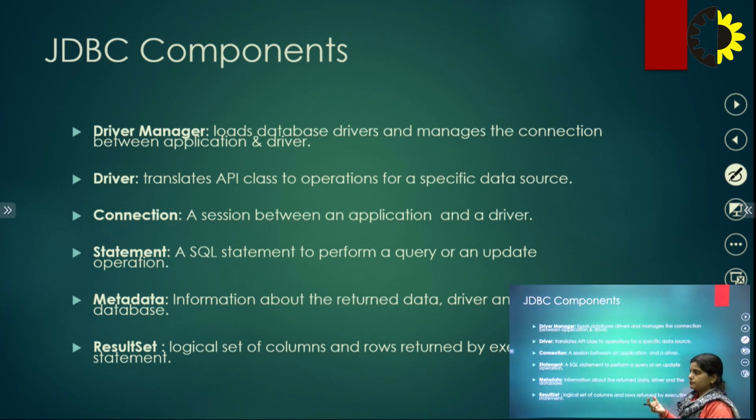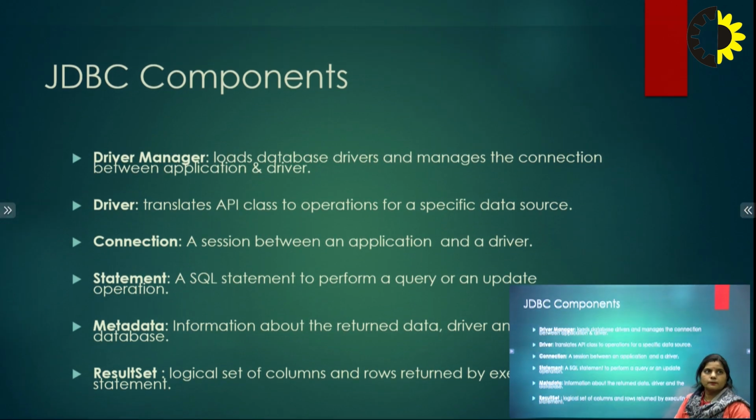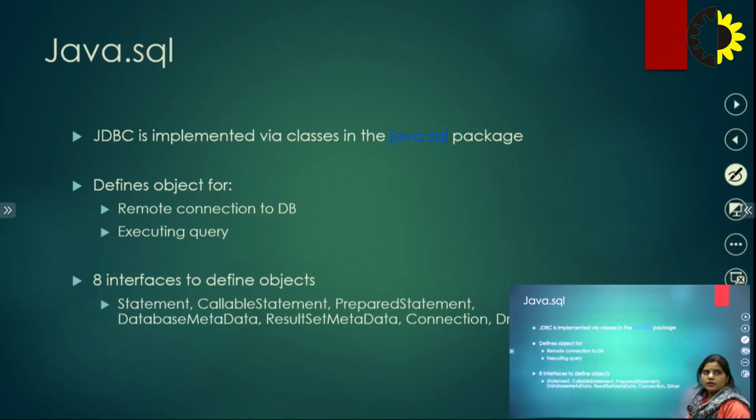The result set basically holds the data in the form of rows and columns. The result set takes the values after execution from the databases. Whatever values are returned from the database, the result set will display that data. So it is a logical set of columns or rows which are returned by executing a statement. Whenever we execute a statement, whatever value is returned from the database is stored inside the result set.